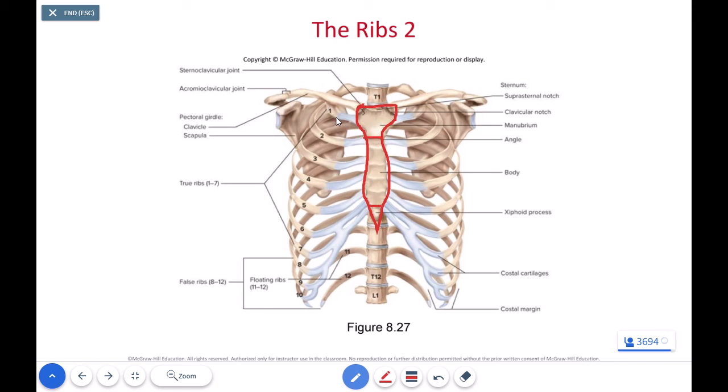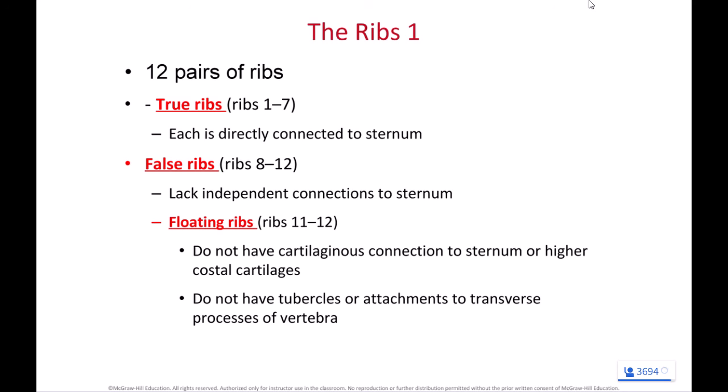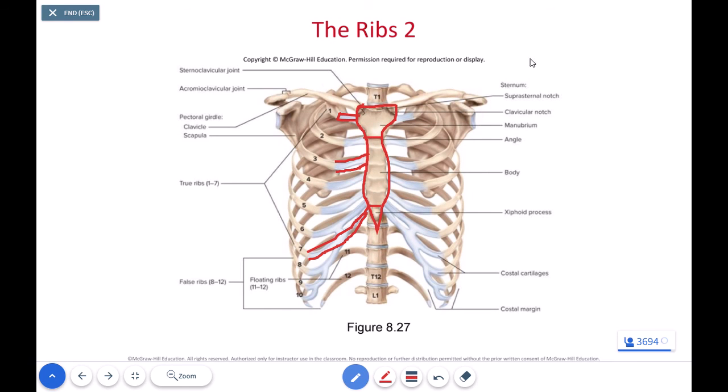So if I back up a slide, ribs 1 through 7 will have cartilage directly connecting them to the sternum. As we look at our false ribs, there's 2 categories of false ribs. We have attached false ribs, and we have floating false ribs. Ribs 8 through 12 are going to be categorized as the false ribs. And as we look at those false ribs, 8 through 10 are going to have cartilage that connects to other cartilage. So those false ribs can be categorized as the attached false ribs.